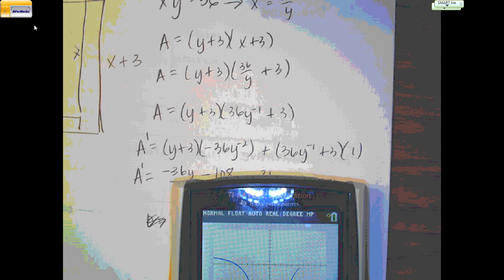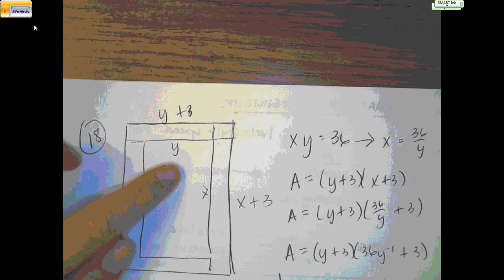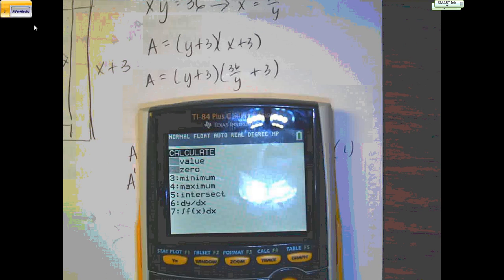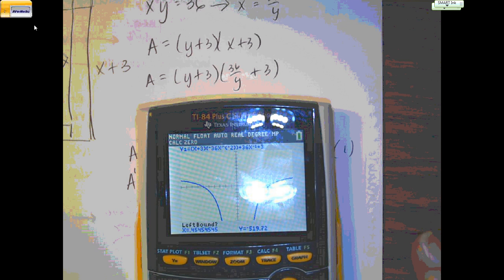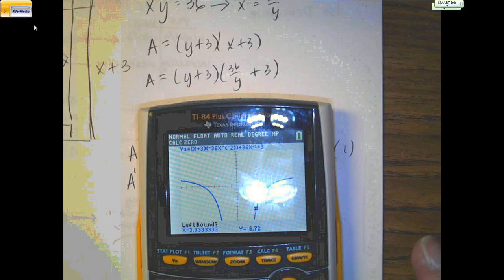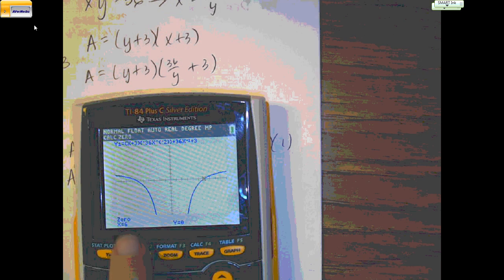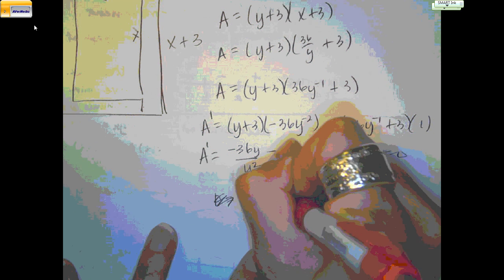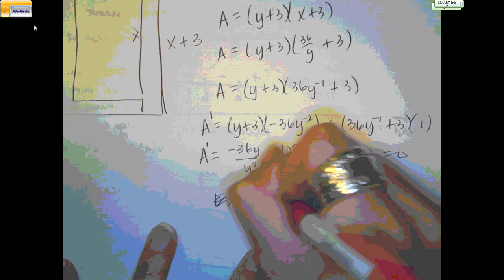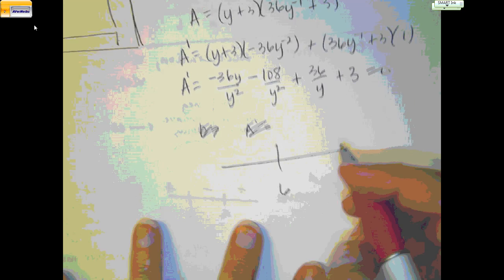Now it looks like it's going to cross 2 times. We have a negative number and a positive number. I'm only concerned about the positive number because I can't have a negative value when I'm talking about the length or width of something. So I hit second, calc 2, and let's see here. Okay, enter, enter, enter. Looks like that is 6. So at 6, there's some sort of critical point.